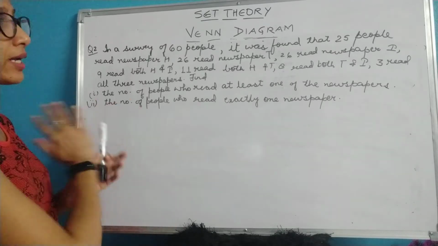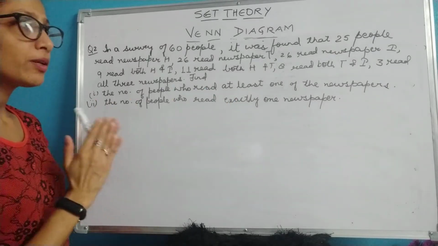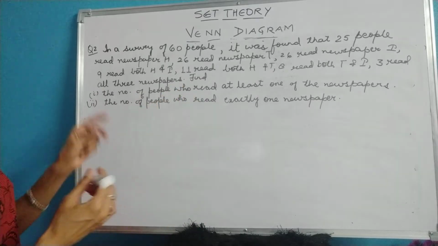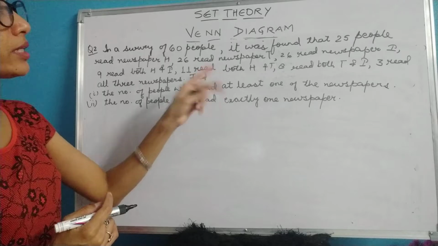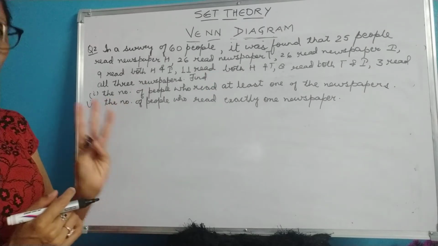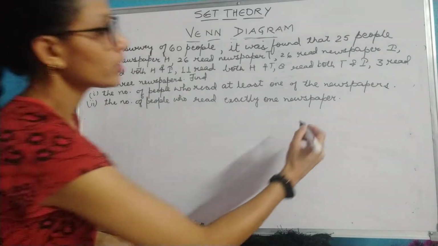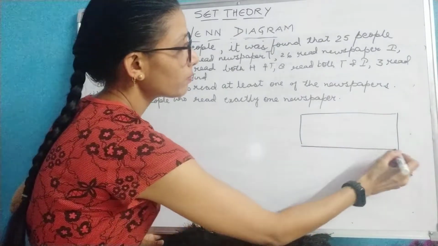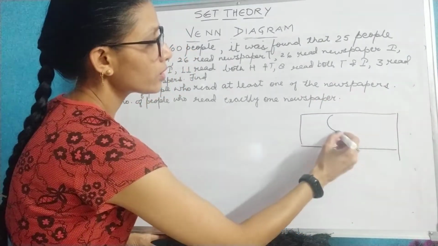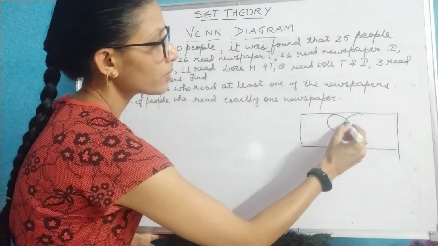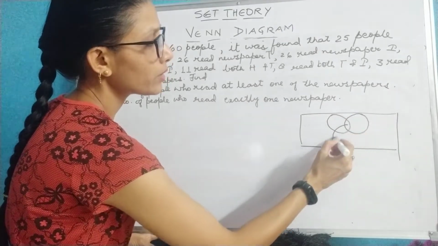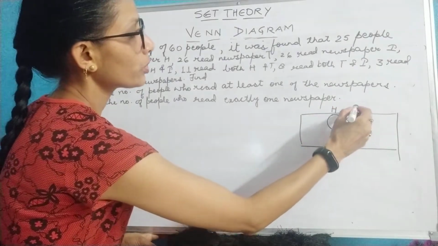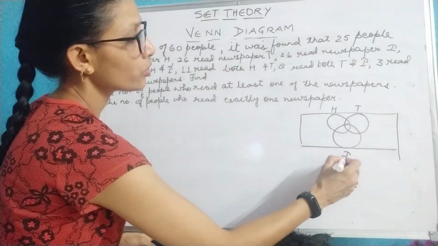Now see, I have read it once. Now I will break it down and try to frame it in a Venn diagram. Here I can see 3 sets are there, 3 newspapers, so 3 sets. So let us represent this word problem by a Venn diagram. This is my first newspaper, this is my second newspaper, and this is my third newspaper. So this is your H, this is your T, and this is your I.